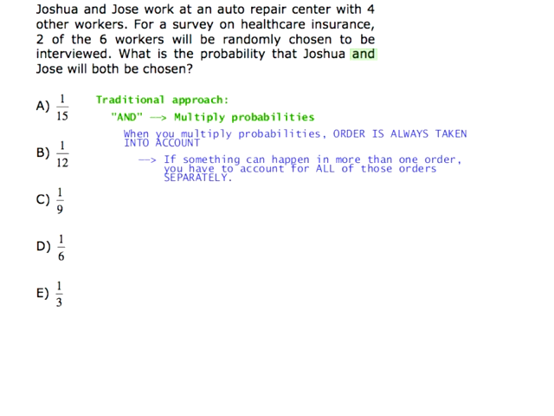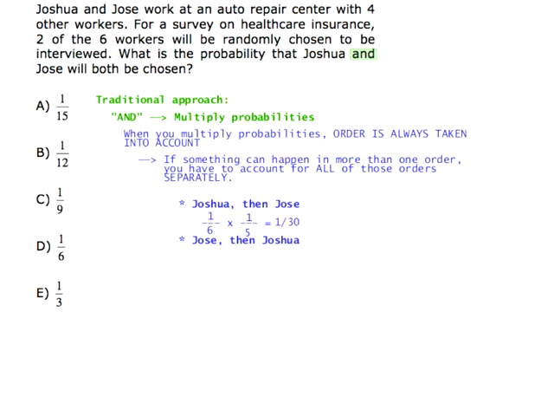So what we're doing here is you can pick Joshua and Jose. There are 2 different orders in which you can pick those. So you have to consider those 2 orders separately from each other. So you can pick Joshua, then Jose. Or you can pick Jose, then Joshua. Either way, the probability of picking Joshua first is 1 out of 6. The probability of picking Jose after you have already chosen Joshua is 1 out of the remaining 5. So that's 1 out of 30.